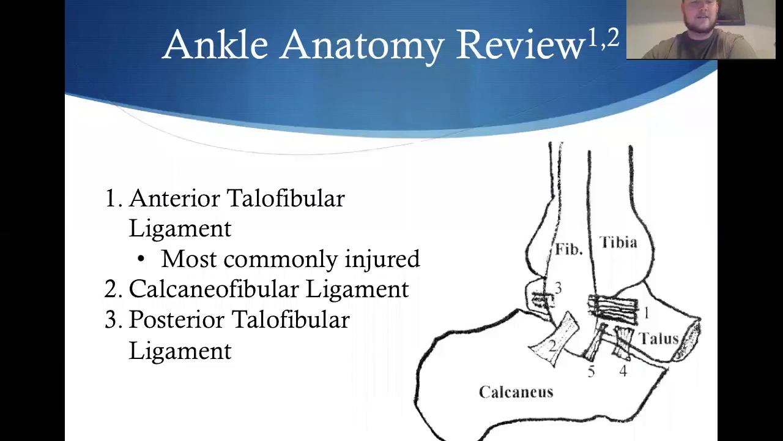The next most commonly injured is the CFL, but rarely is that ever going to be affected in a grade 1 lateral ankle sprain, because the ATFL was not stretched to the point that it became compromised. So likely you're going to see isolated injuries to the ATFL when the mechanism is inversion coupled potentially with plantar flexion.